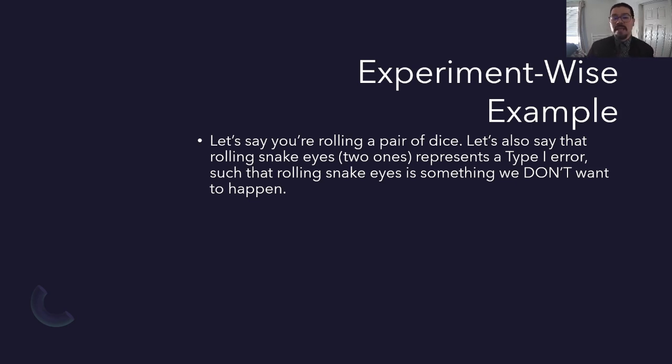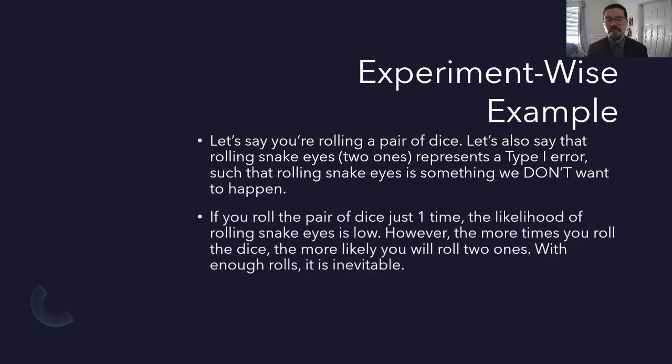So let's say that getting snake eyes, getting 2 ones, represents a type 1 error, such that rolling snake eyes is something we don't want to happen, right? We don't want to commit a type 1 error. If we roll the dice just 1 time, the likelihood of getting snake eyes is low. However, the more times we continue to roll those dice, the more likely we are going to come across a situation where we actually do roll snake eyes. With enough rolls, it's inevitable.